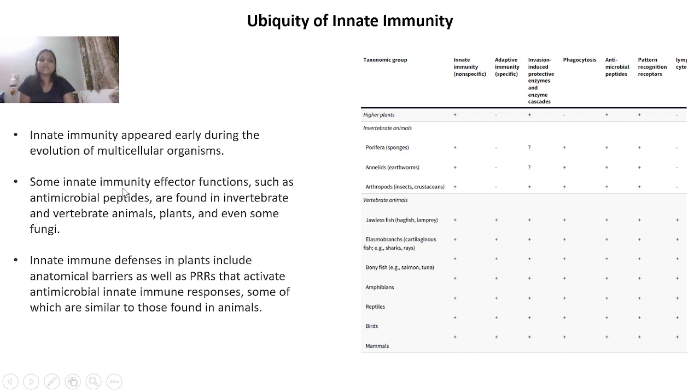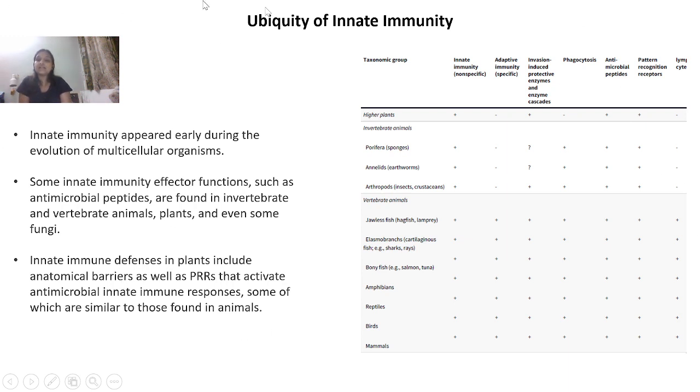For example, some innate immune effector functions such as antimicrobial peptides are found in invertebrate as well as vertebrate animals, plants, and even to some extent in fungi. Innate immune defenses in plants include anatomical barriers as well as PRRs that activate antimicrobial innate immune responses, some of which are similar to those found in animals.